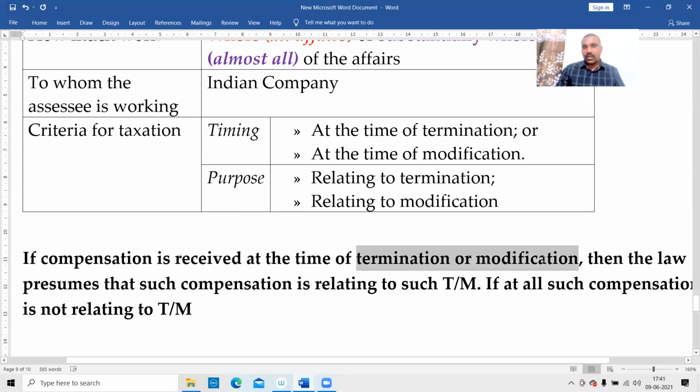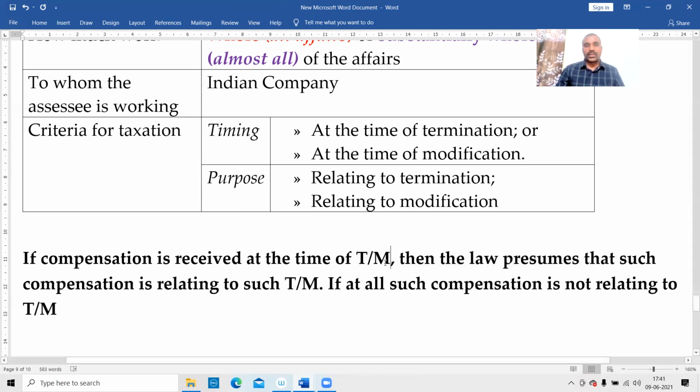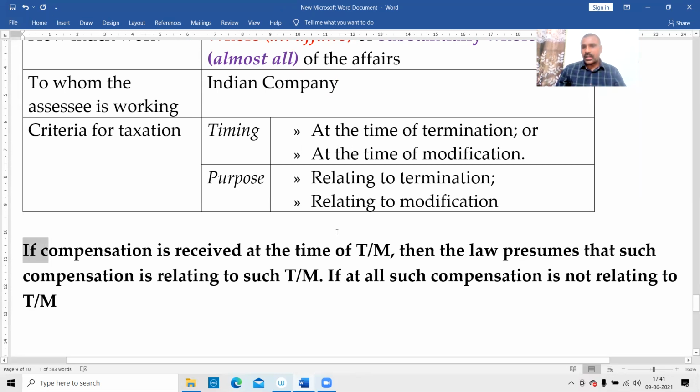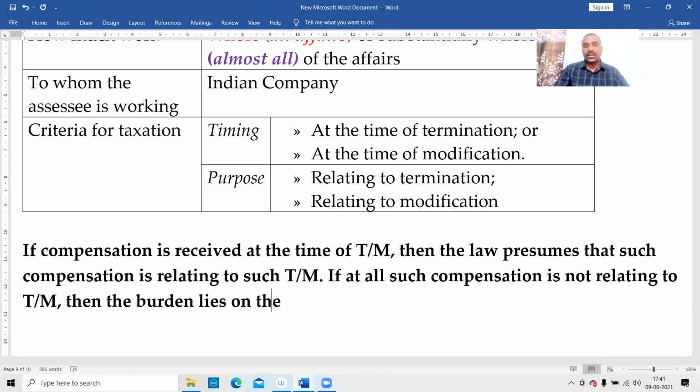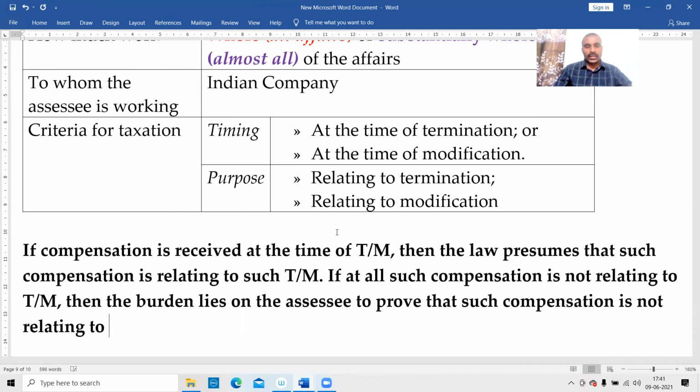So if the timing of payment is at the time of termination or modification, if compensation is received at the time of termination or modification, then the law presumes that that compensation is relating to such termination or modification. If at all such compensation is not relating to such termination or modification, then the burden lies on the assessee to prove that such compensation is not relating to termination or modification.